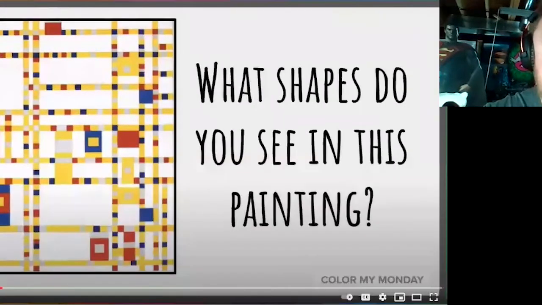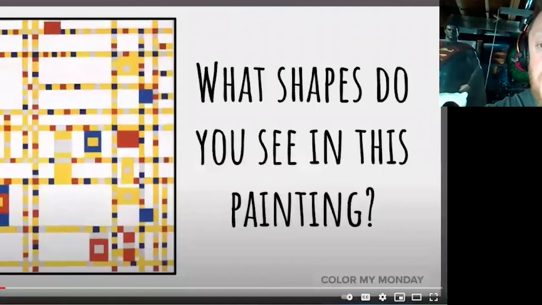Here's another one of Piet Mondrian's paintings. What kind of shapes do you see in this artwork by Piet Mondrian? Okay, take a close look. I see squares, all different kinds of squares. I see small squares and big squares and medium-sized squares. I also see rectangles, small rectangles, and big rectangles.